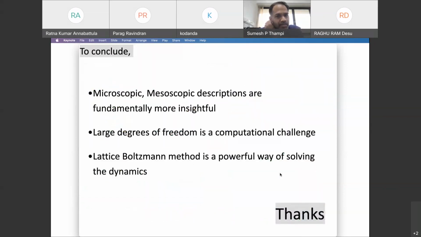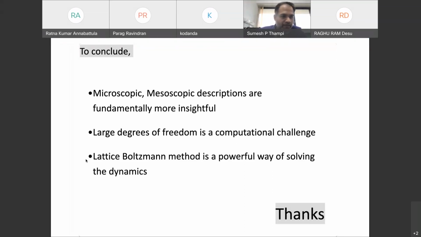So with that, I'll stop. I'll just summarize by saying that looking at the material from a microscopic or a mesoscopic point of view is extremely rewarding, and the only thing is that there is a large degree of freedom associated with it, and therefore computation is one of the best ways of tackling such a problem, and the Lattice Boltzmann method provides you that tool to do that. Okay, so I'll stop there. I'll be happy to take any questions if you have.